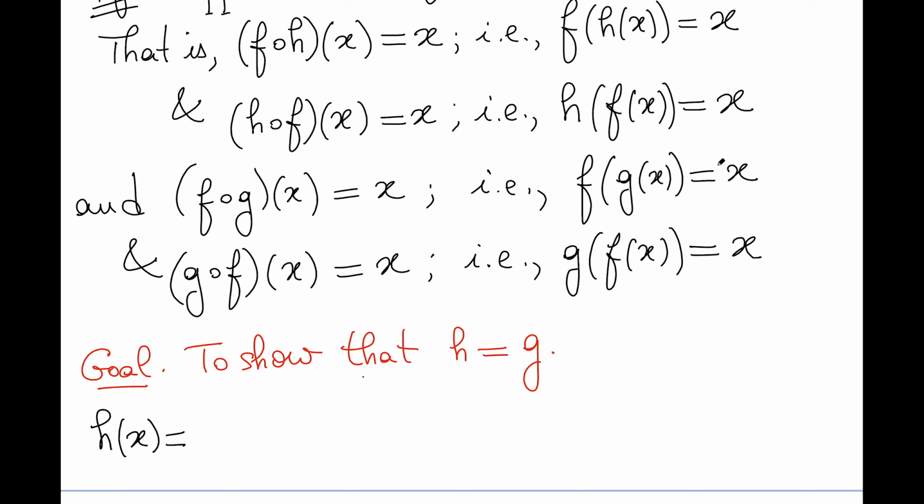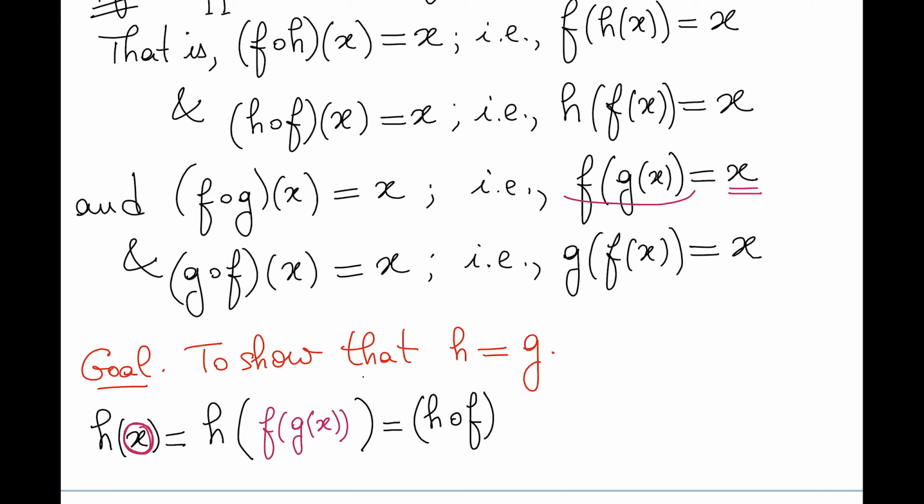I'm gonna look at x. You see the x here? I'm gonna look at this x as f of g of x. So I'm gonna rewrite the x as f of g of x. So I'm gonna keep the h. I'm gonna rewrite the x as f of g of x. Why can I do so? Because I know that x is equal to this thing. So I rewrote it as such. And then this is equal to h composed with f at g of x, correct?